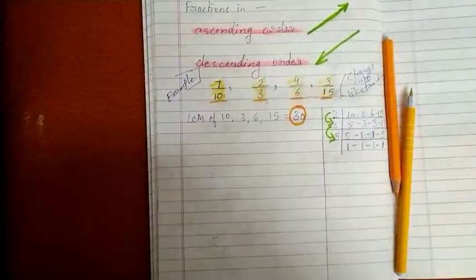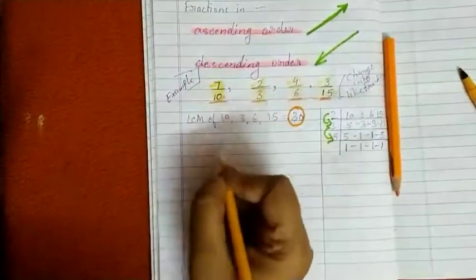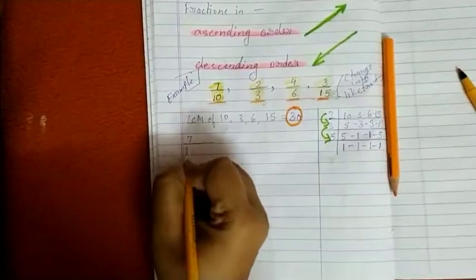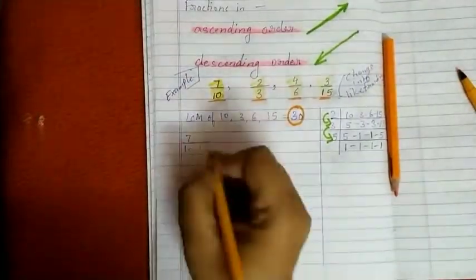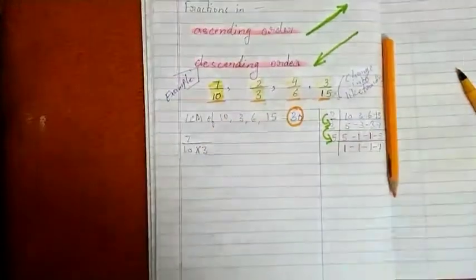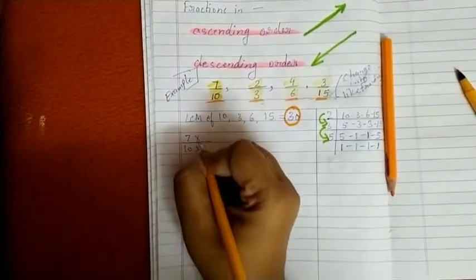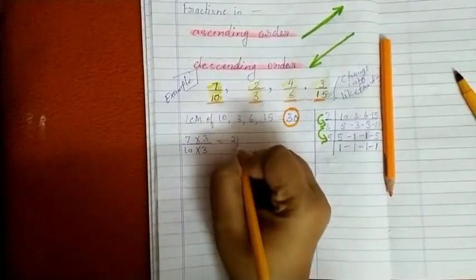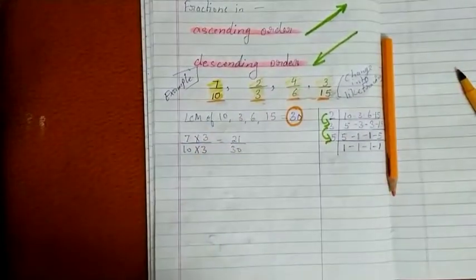Okay, one by one we will be doing it. Now children, first 7 by 10. When will this 10 be 30? When you multiply by 3. And the rule says if you are multiplying the denominator by 3, you have to multiply the numerator by 3. So 7 3s are 21. 3 10s are 30. You got it?